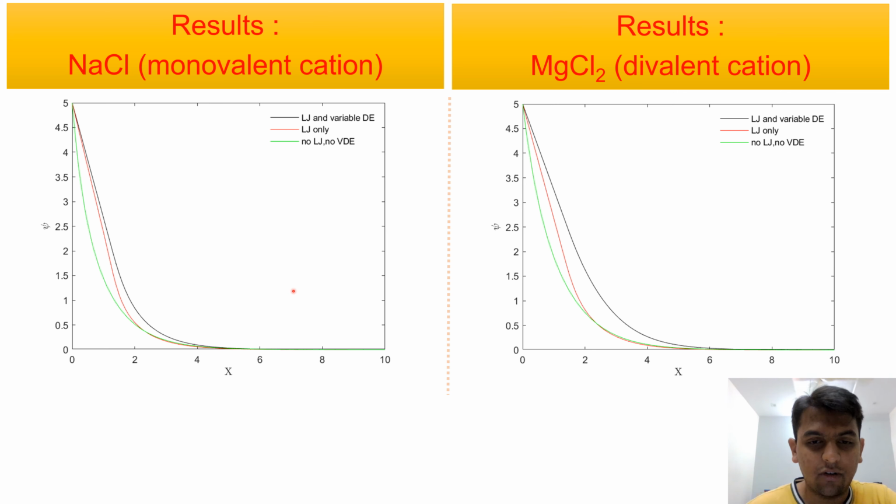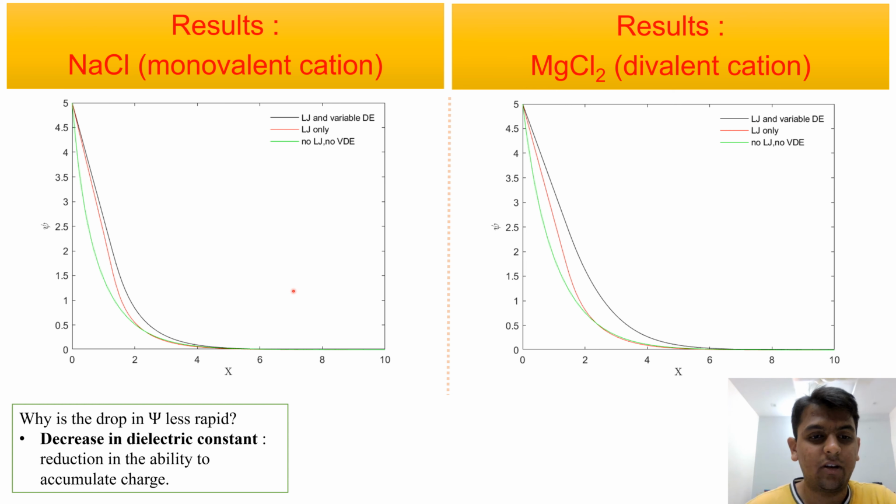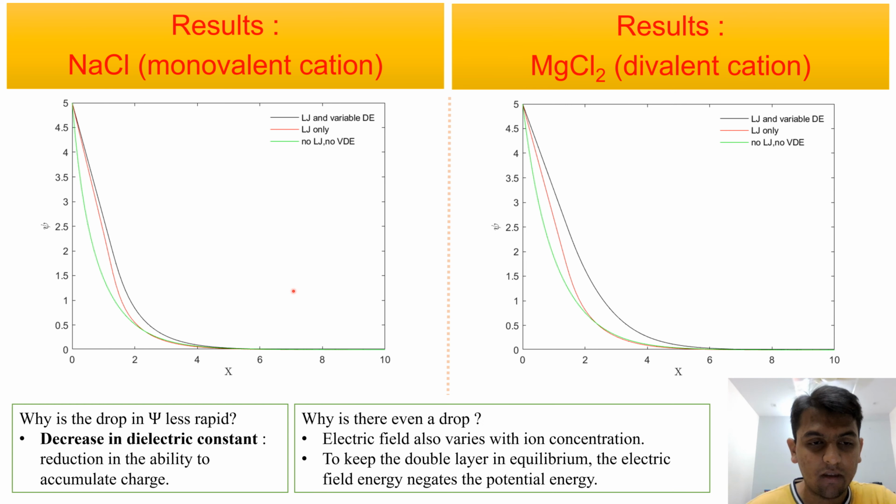So let's discuss the results for two different kinds of electrolytes. Upon the inclusion of a variable dielectric into the system, we observe a less rapid decrease in the potential values for both the cases. The reason for this is that near the charged surface there is a high concentration of counterions. And due to this high concentration of counterions, there is a further decrease in the dielectric constant. And a decrease in the dielectric constant is proportional to the charge holding capacity of the system.